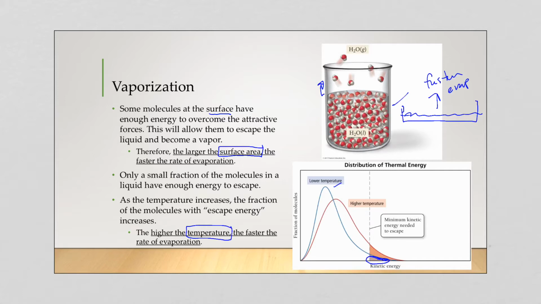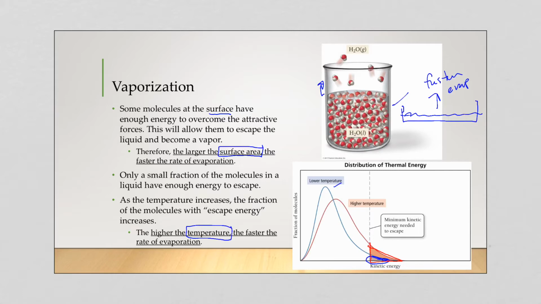If I increase the temperature of the liquid, now I have a larger fraction of molecules that have enough energy to escape. So I can increase the rate of evaporation by increasing the temperature. So surface area and temperature can directly affect how fast a particular substance will evaporate.